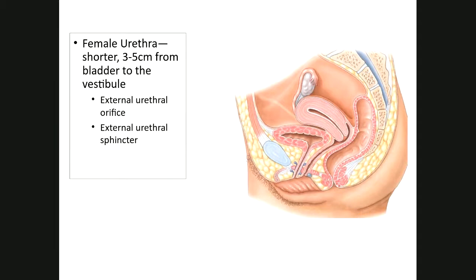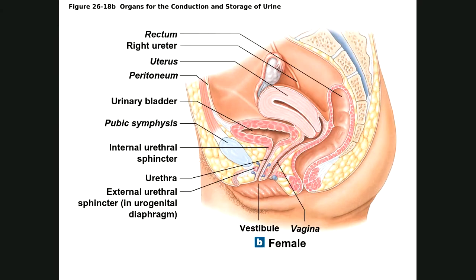Primary difference, again, as I was mentioning before, it's much shorter, only 3 to 5 centimeters from the bladder to the vestibule. And it's not passing through these larger glands that we saw, like the prostate gland in the male pathway, obviously. So those are the different structures you want to know for the female urethra. And there's a nice image for that. Again, same with the female reproductive pathway. This image will cross over with some of those images that we'll see in a minute.